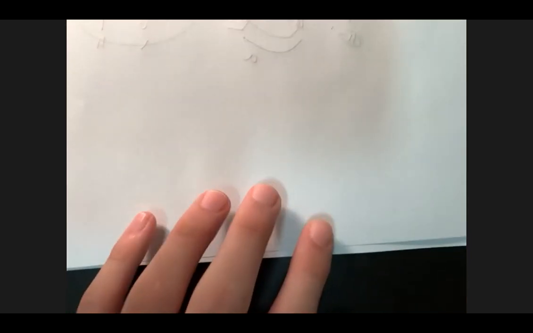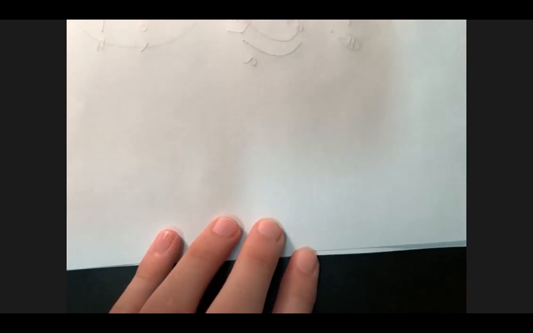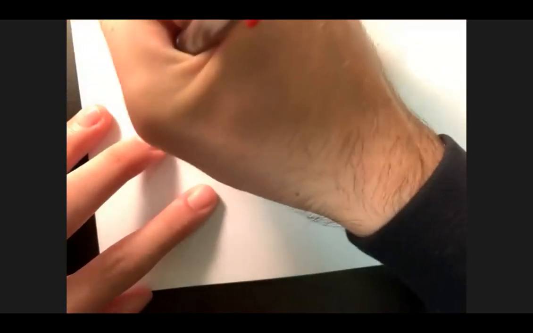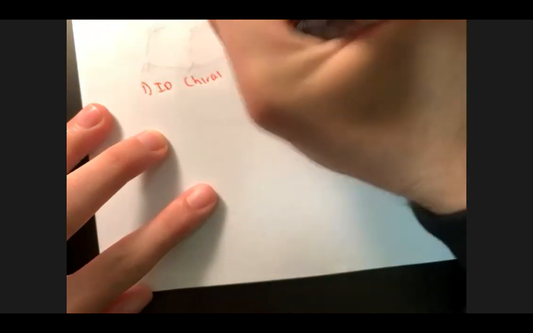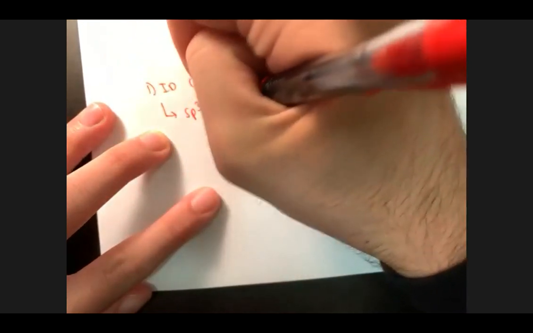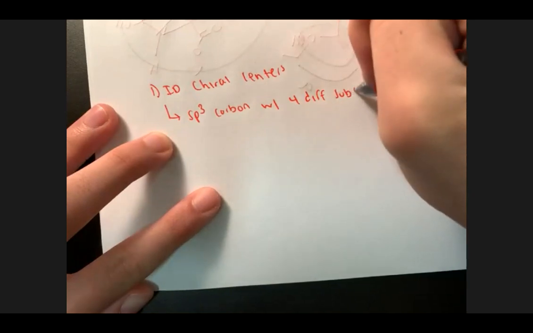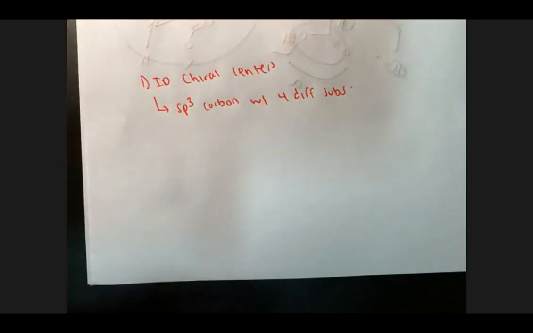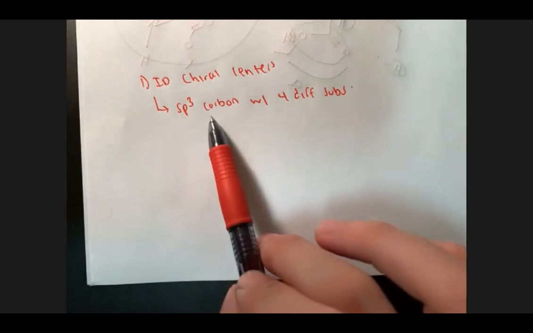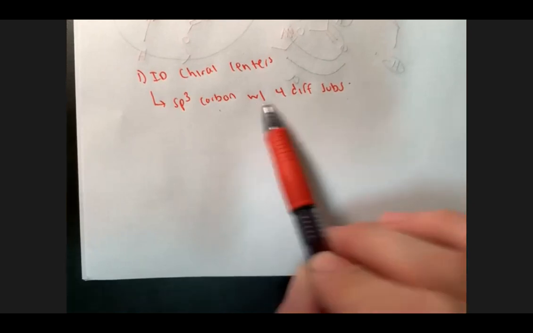So the first thing I want to do is figure out how to identify a chiral center. And this is what you always look for. So number one, ID chiral centers. You have to look for an sp3 carbon with 4 different substituents. Okay, there are other chiral centers that exist in the fields of chemistry, specifically in inorganic. There's a whole bunch of different criteria, but for organic chemistry only, it's going to be an sp3 carbon with 4 different substituents, and they have to be all different.